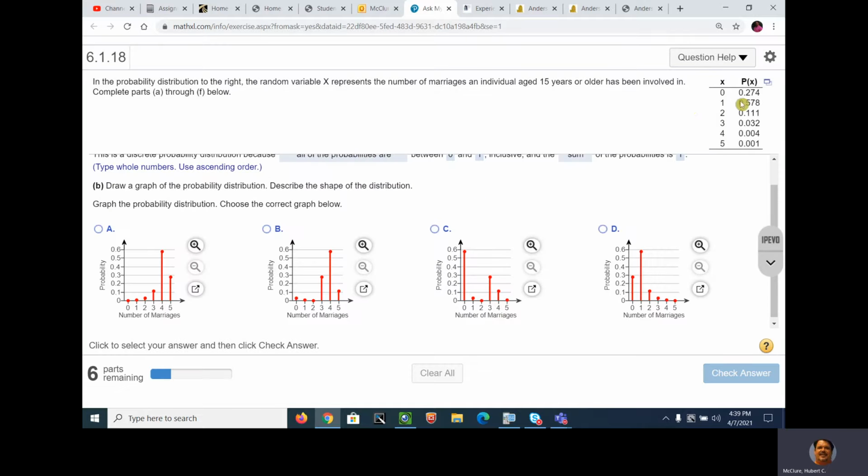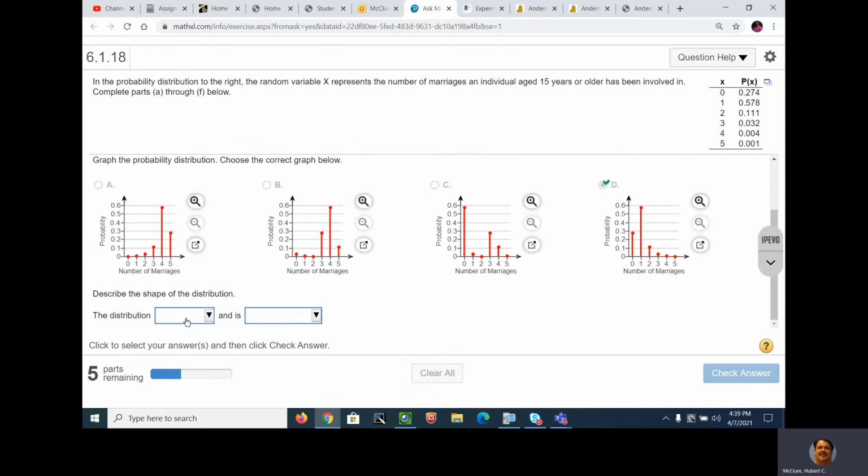And looks like all the data is right here with 0.274, 0.576, and 0.111. So it's on the left-hand side. So that means it's skewed right. So I would say probably it's D. And that means skewed right.